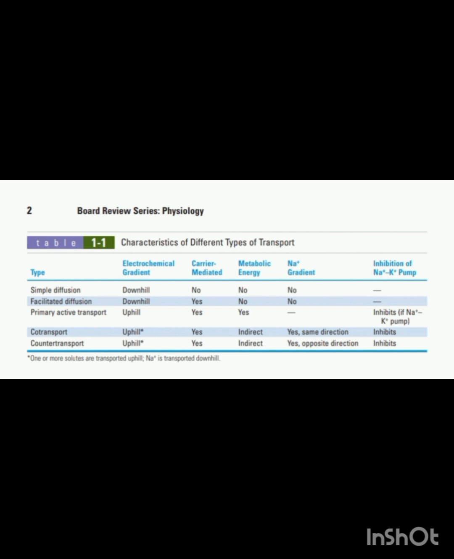Yes, the sodium gradient is only required for co-transport and counter-transport, whereas in primary active transport there is a direct source of energy from ATP. And inhibition of the sodium potassium pump will affect three mechanisms: the primary active transport, the co-transport, and the counter-transport in the secondary active transport mechanism.